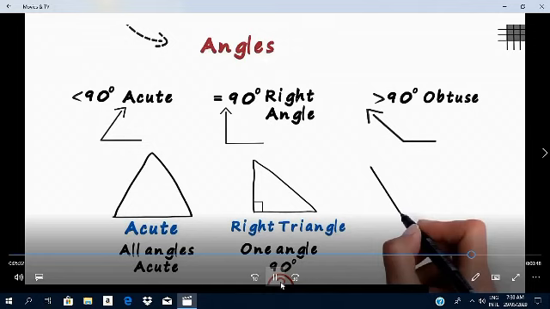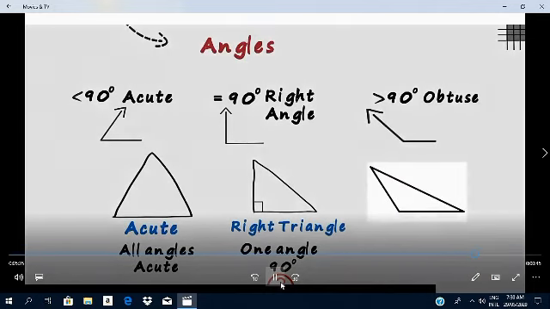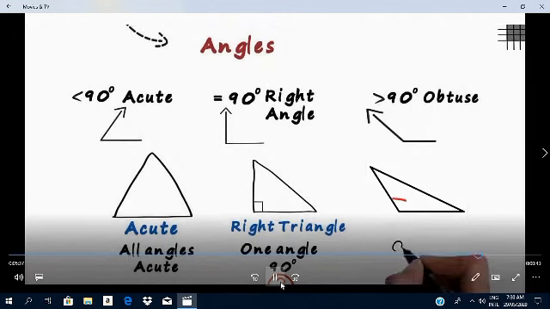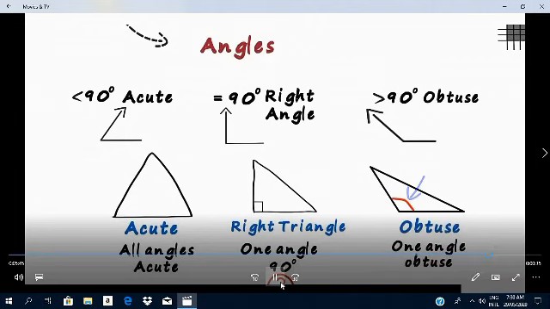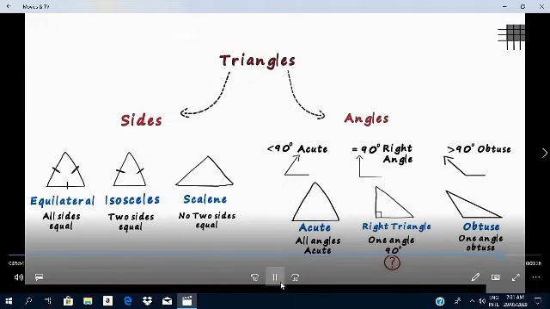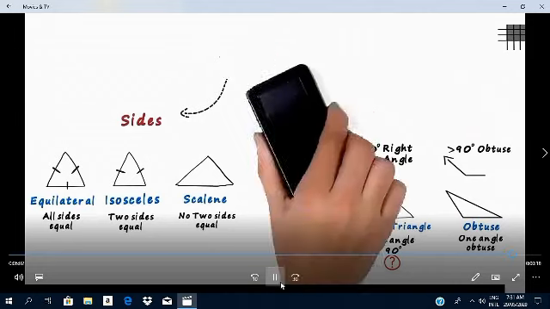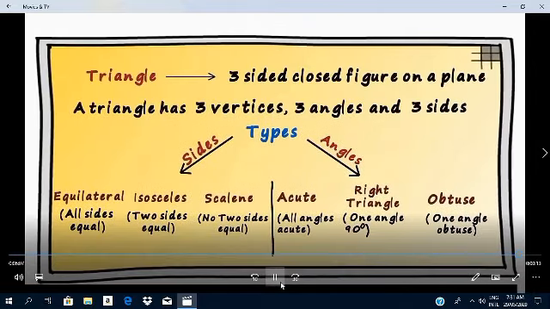I hope you've grasped all the terms that you are supposed to use to identify the different types of triangles. Obtuse, one angle is greater than 90 degrees. So you always have an obtuse triangle in that fashion. One of its angles is always greater than 90 degrees.